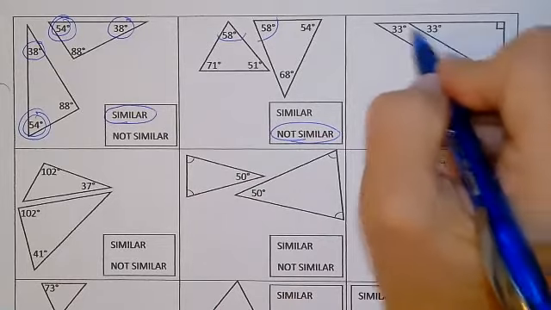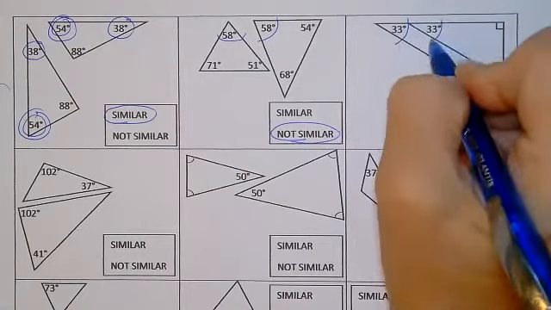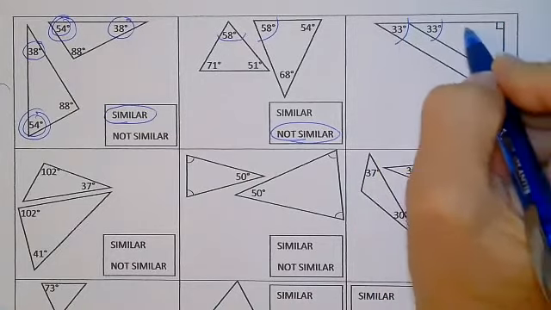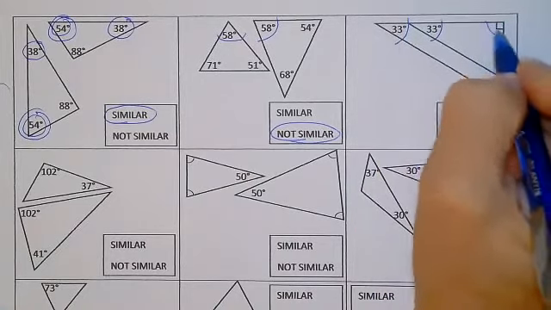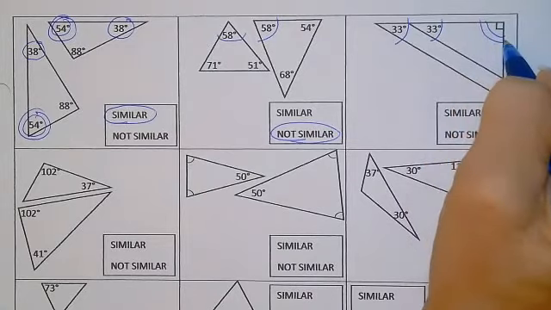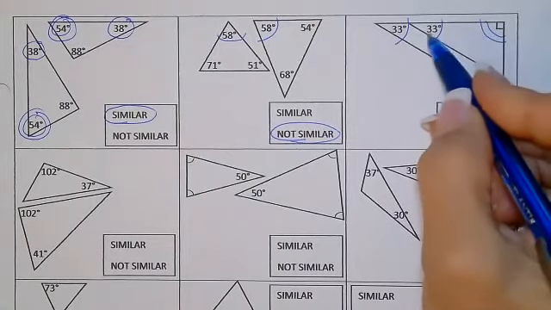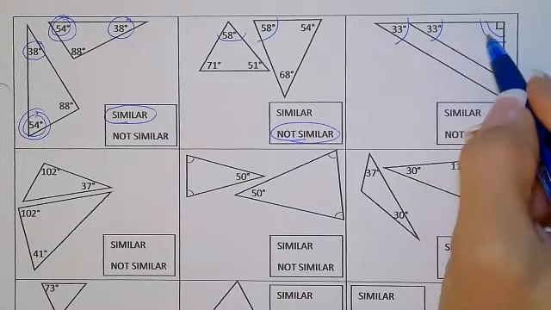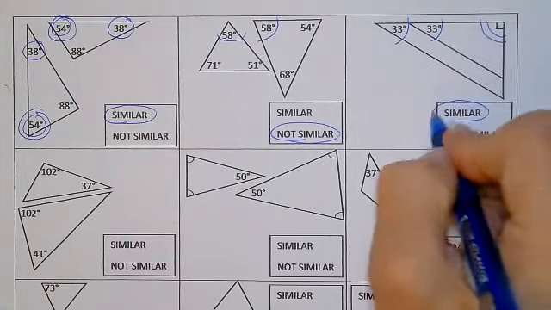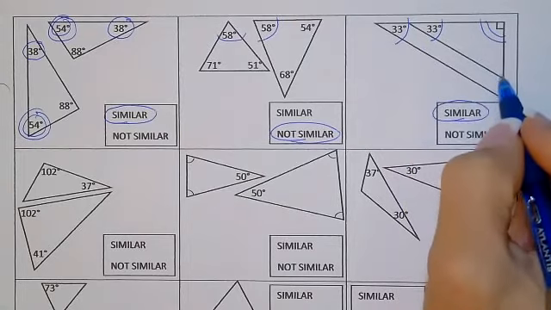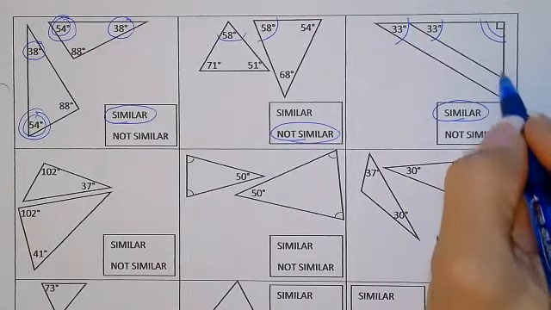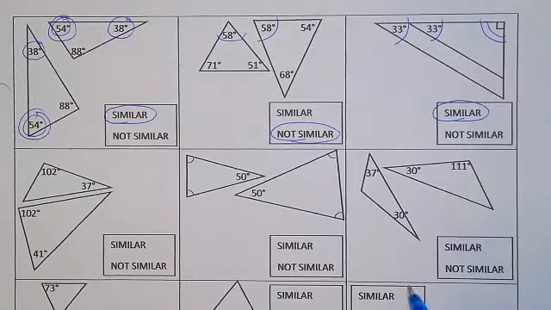All right, so 33 and 33. Oh, and they share this angle. Both are 90. So since they have two shared angles that are congruent, they are similar. It means that these angles have to be congruent as well.